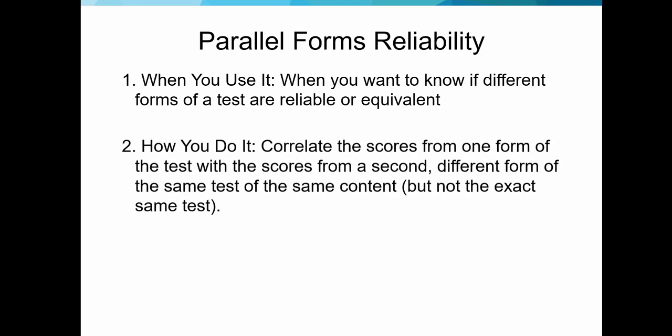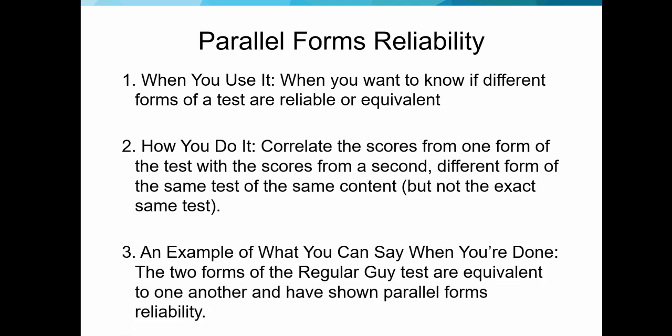What we do here is we correlate the scores from form A, for example, with the scores on form B. It's not the exact same test, but it does cover the same content or material. So what we can say when we're done is, for example, 2 forms of the regular guy test are equivalent to one another and have shown parallel forms reliability.